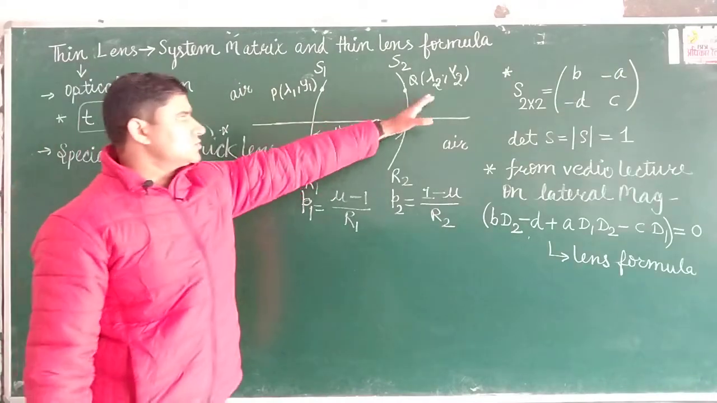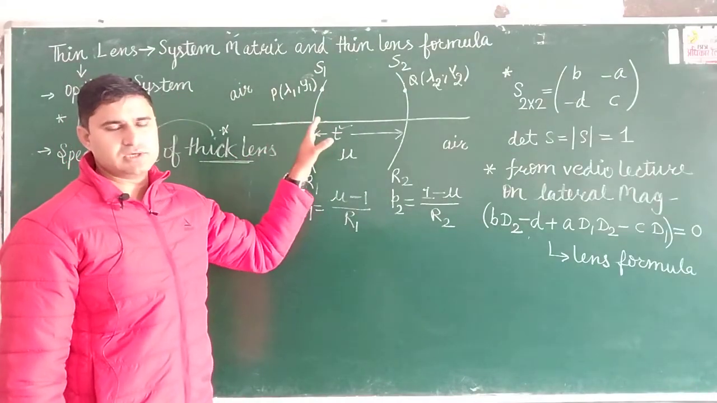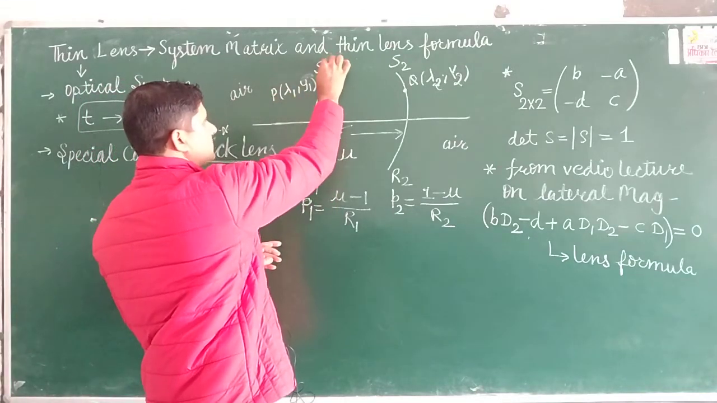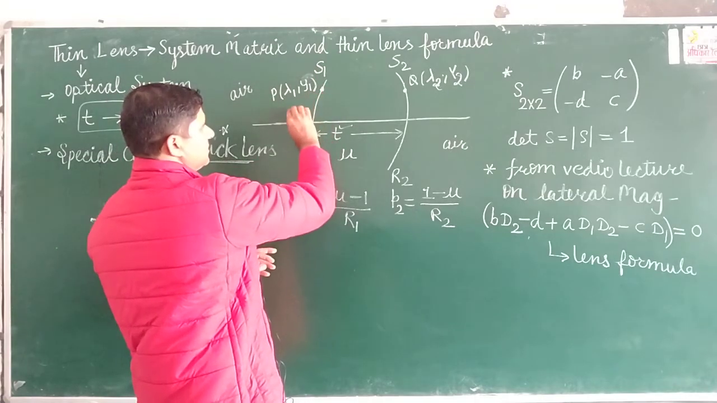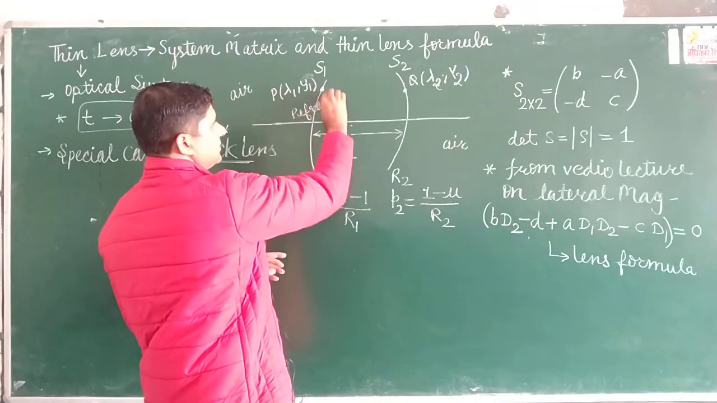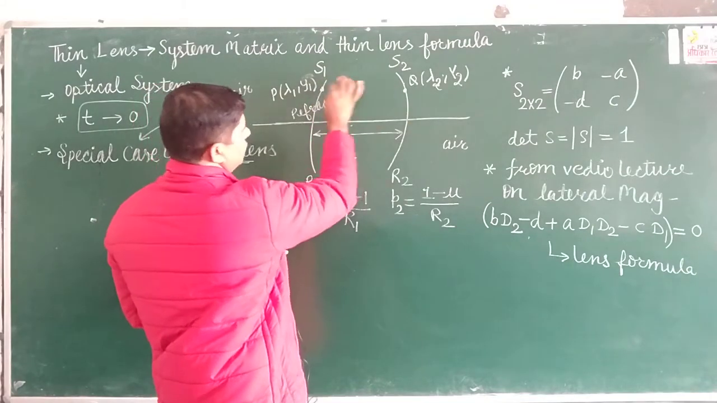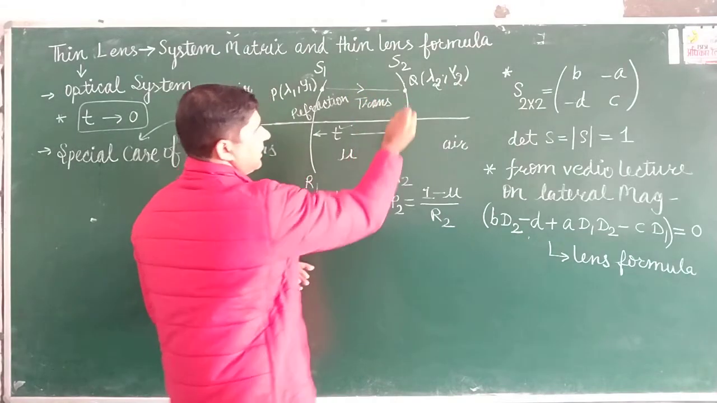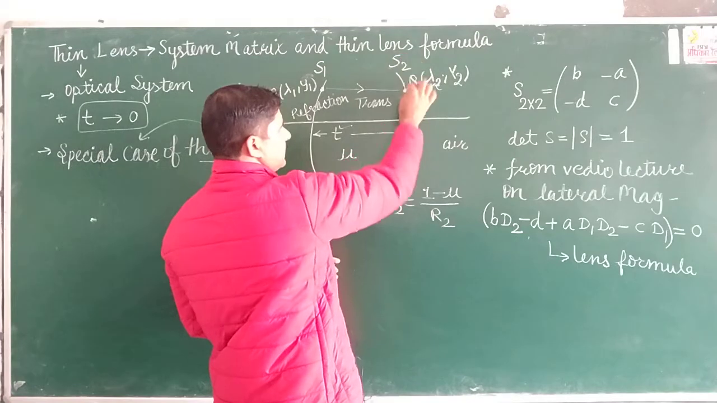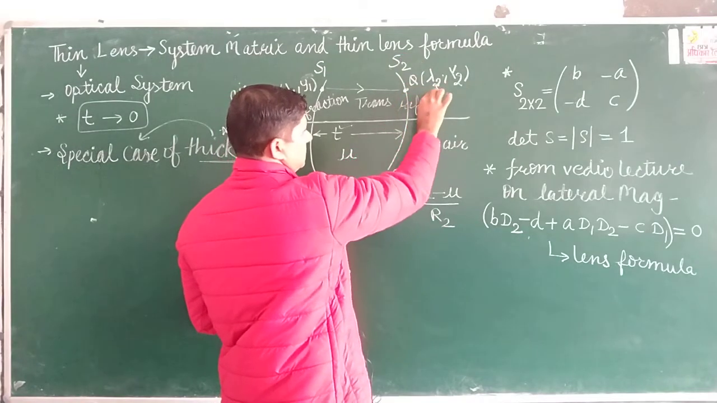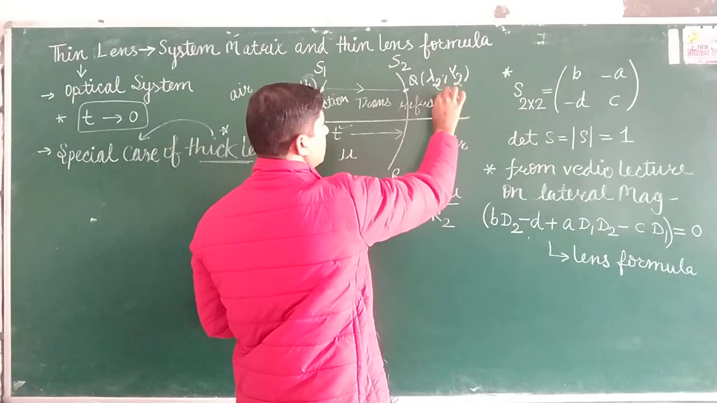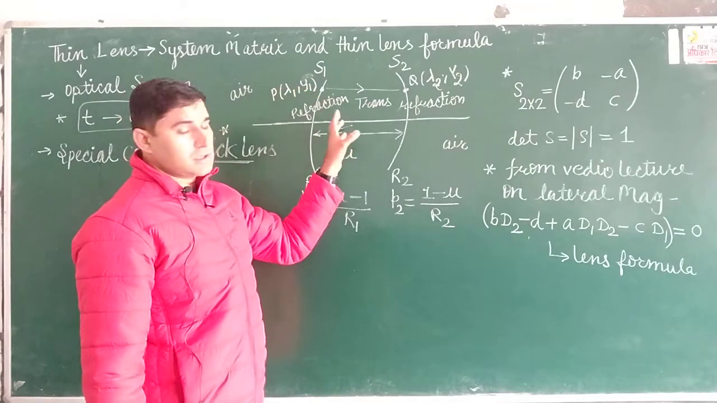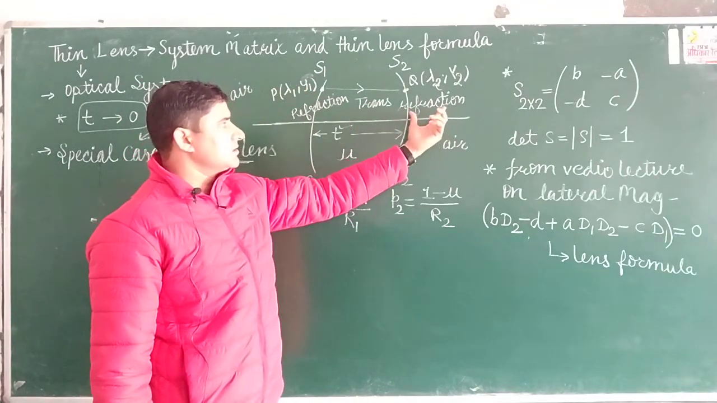We are to connect these two coordinates using matrices. So at point P on surface S1 there is refraction, and from point P to Q there will be translation. So here will be translation, and further at point Q on surface S2 there will be refraction. So to connect the optical coordinates of point Q and point P, we have to make use of these three matrices.